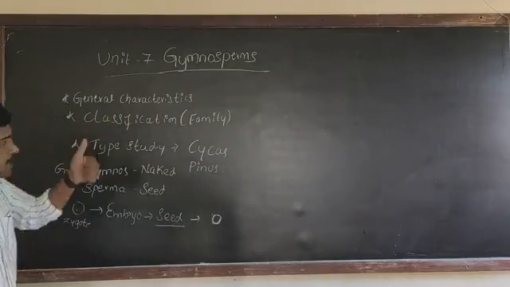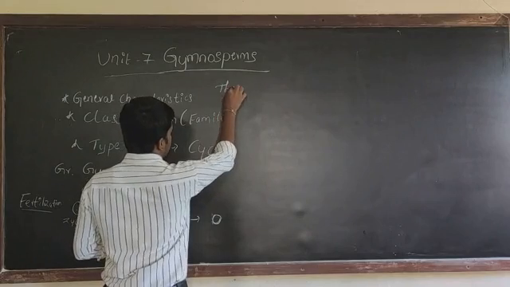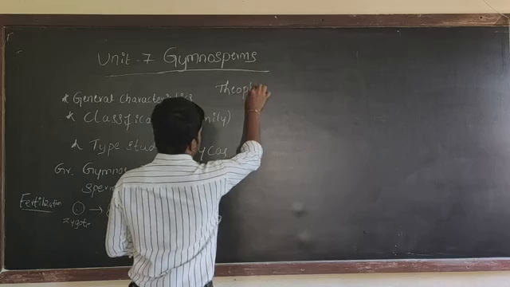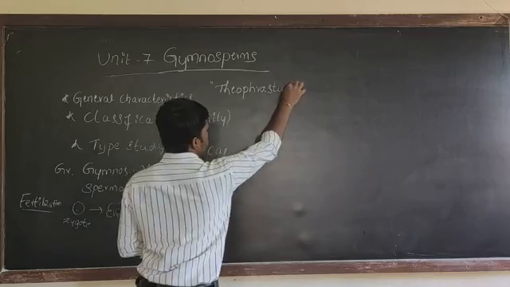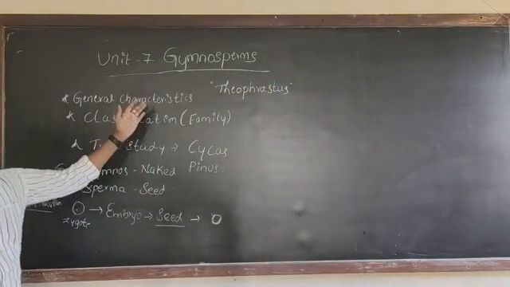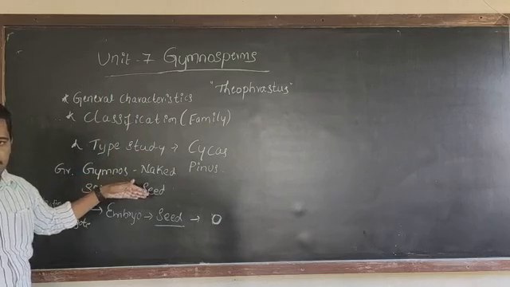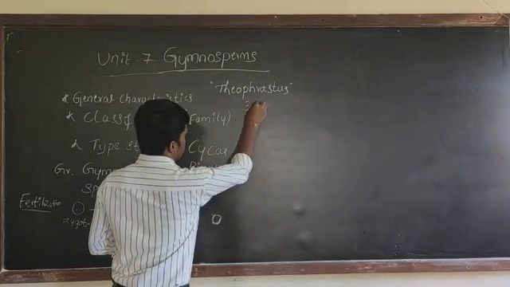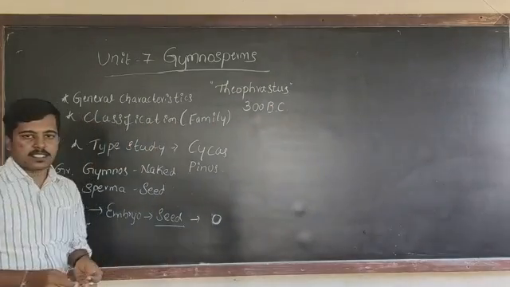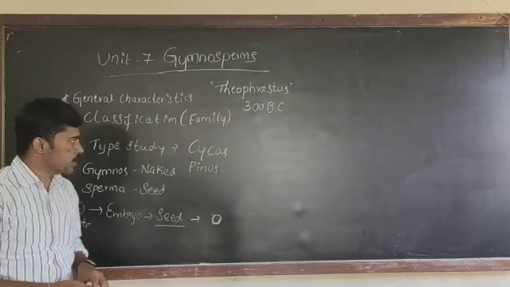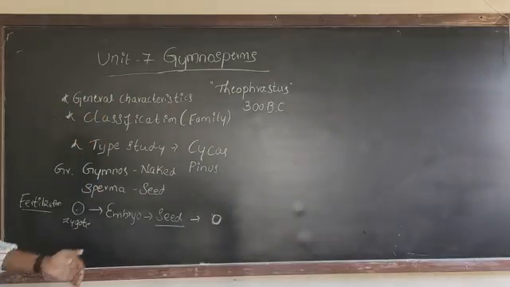So the term gymnosperms was first used by one of the famous botanists, Theophrastus. Theophrastus was the first botanist to use the term gymnosperms for naked seeded plants. He used this term in 300 BC. This Theophrastus is regarded as the father of botany. So this is about the basic definition of gymnosperms.